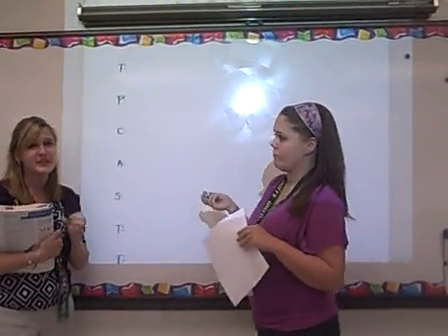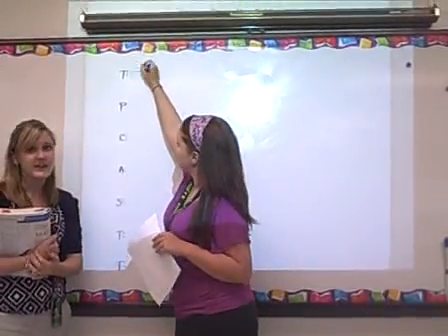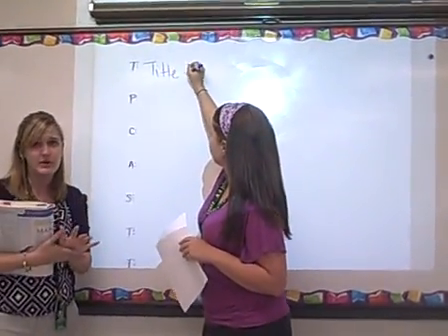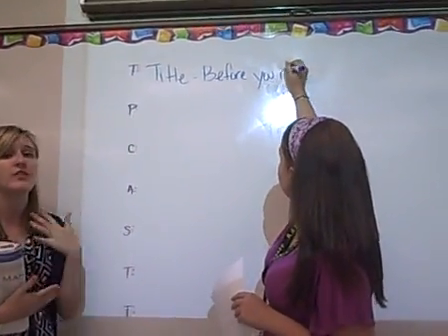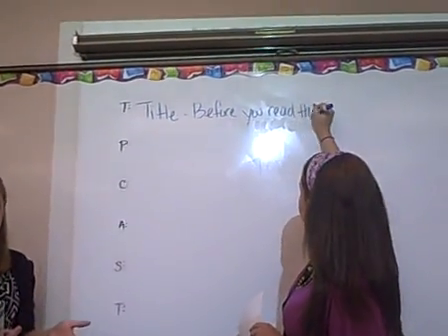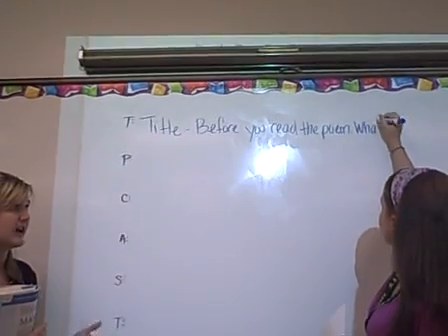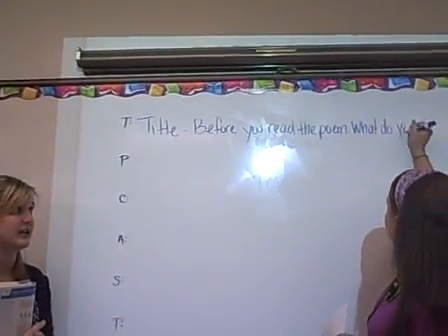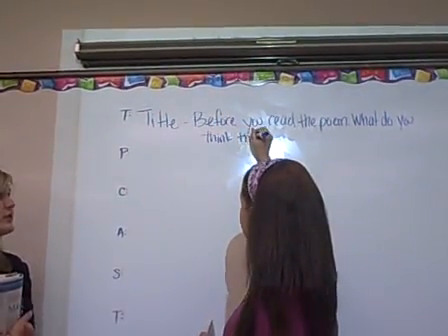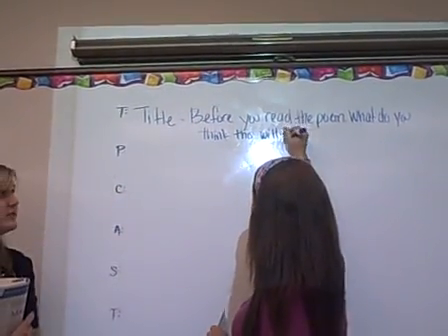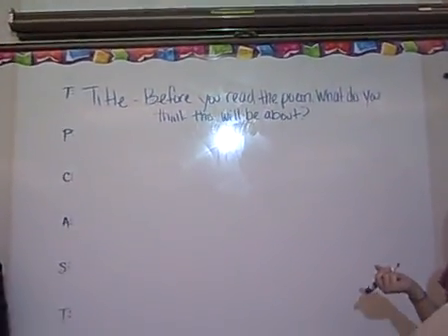So for our first letter in the TPCASTT strategy, the first T stands for title. This is where, before you even read the poem, you're going to just look at the title and write down what you think the poem is going to be about. For example, if you have a title called Trees, you might say, well, I know this poem might have to do with nature or with different trees. So on your paper, you want to write down the first T stands for title. Before you read the poem, what do you think it's going to be about?